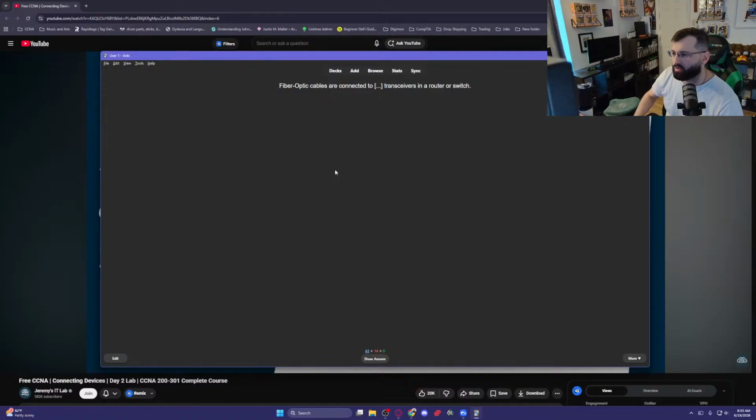Fiber optic cables are connected to blank transceivers in a router. I always want to call it FPS, but it's not FPS. SFP, that's what it is. Small form factor pluggable.